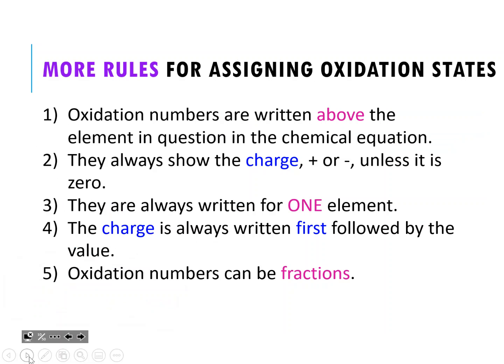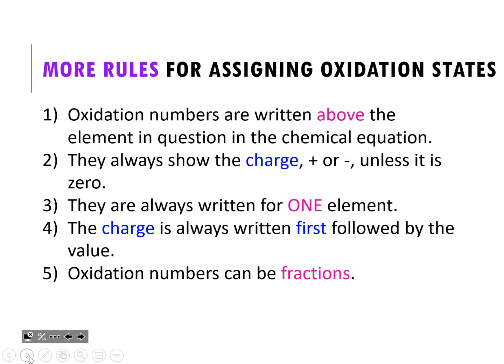Now, a couple other things. We write oxidation numbers above the element in question in the chemical equation. They always show the charge, so don't just put 2. If it's +2, it needs to have a plus sign and then the 2. So show the charge. If it's -1, put the negative and then the number. They are always written for one element. The charge is always written first, followed by the value. So it's opposite of formal charge.